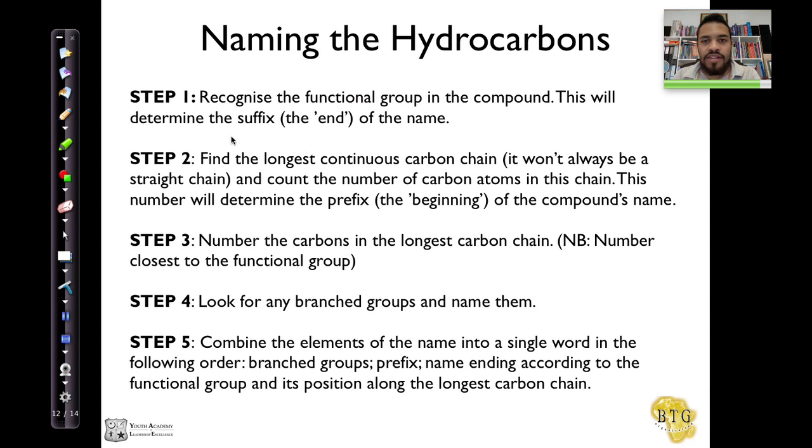Right, here's some things about naming the hydrocarbons. We first check the functional group that will give us the suffix, the end of the name, like alkanes, alkenes, or alkynes. Then we find the longest chain. We need to go in all directions to find it, like we've seen in the introduction to branched and unbranched compounds. Then we number the longest chain in such a way that it is closest to the functional group. We look for any branch compounds and then name them, and then we combine the elements into a single word. But don't worry too much about all of these steps, because with a lot of practice we will be doing it in the next few videos.